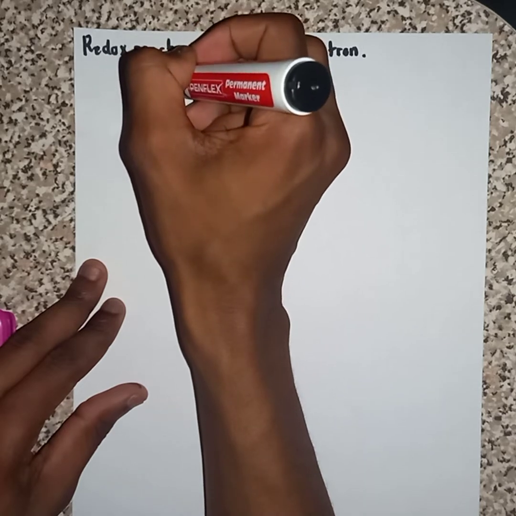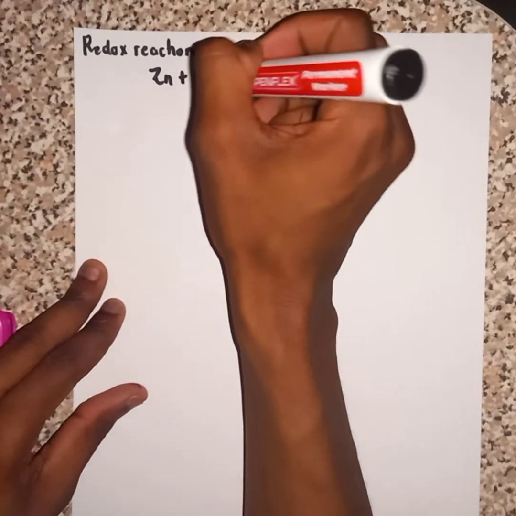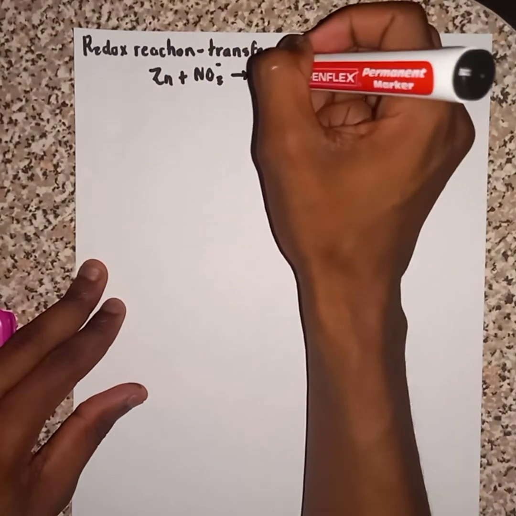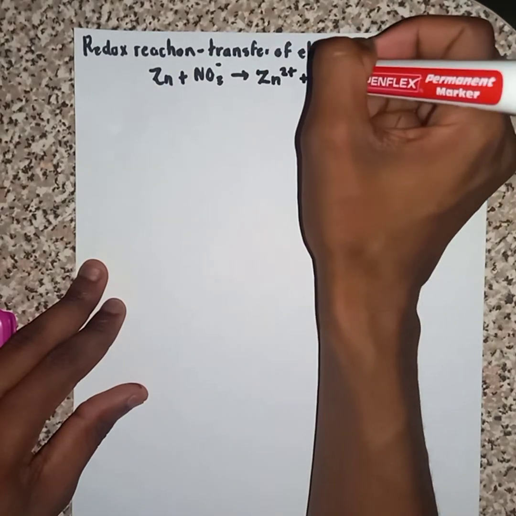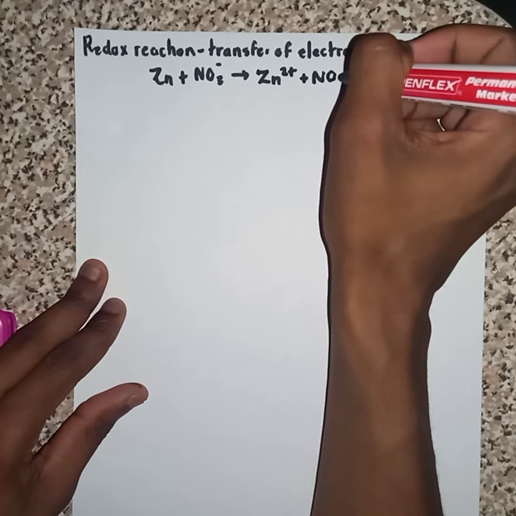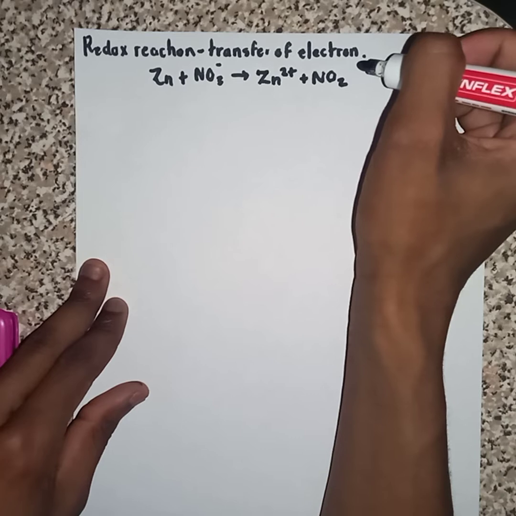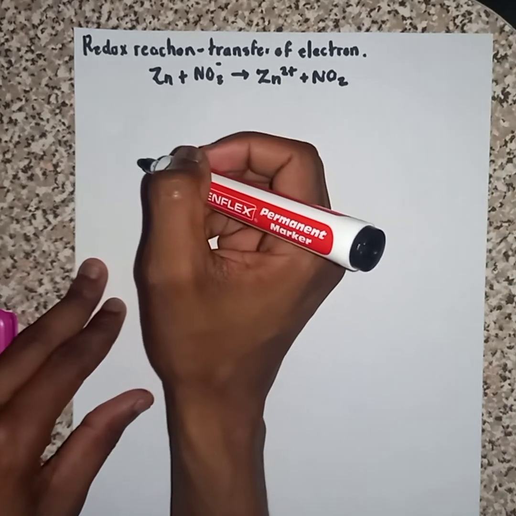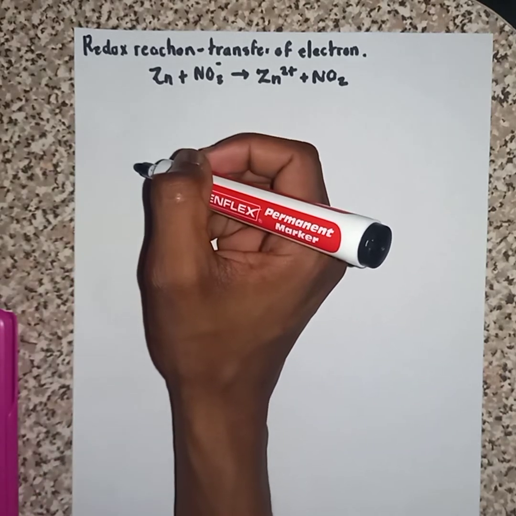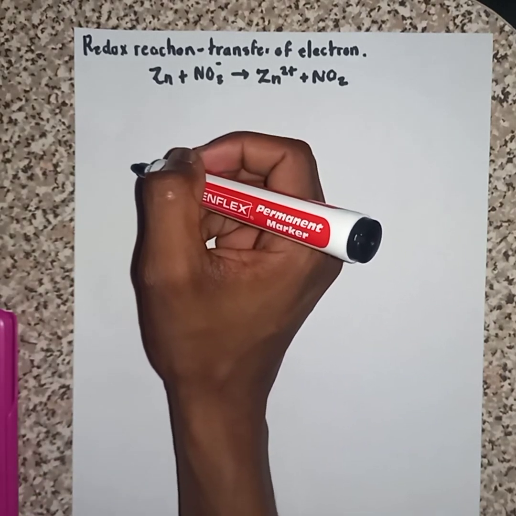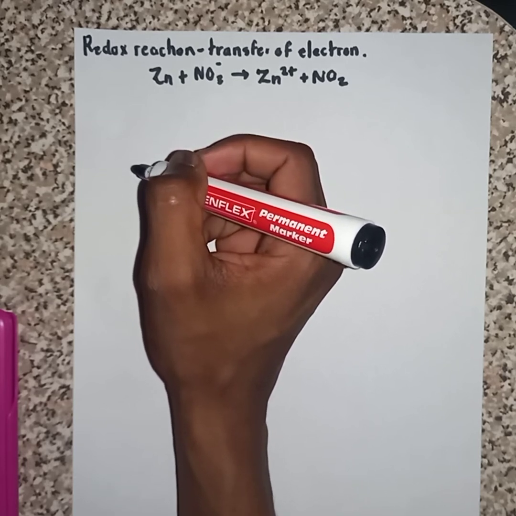Zn plus NO3 minus gives Zn 2 plus plus NO2. Then we are going to balance this equation in an acidic and as well in a basic way. How are we going to balance this equation in an acidic medium?